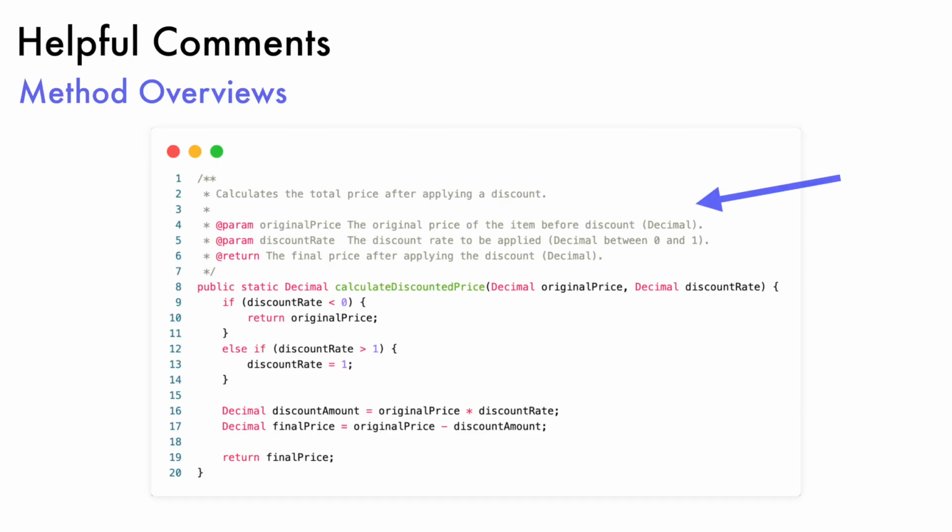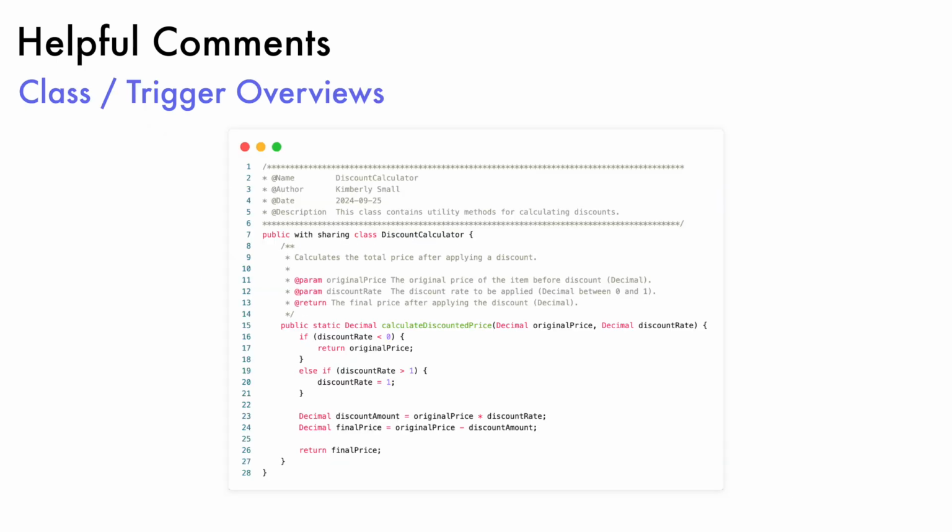Next, you should add comments to give an overview of any methods you create, including descriptions of parameters and expected return values. Finally, you should add comments to give an overview of your Apex files, including classes, triggers, and tests. And you can also mention the areas of Salesforce where this file is referenced. Just remember to limit the amount of comments that you add to your code, because adding a lot of comments to your code can actually make it look a lot messier.